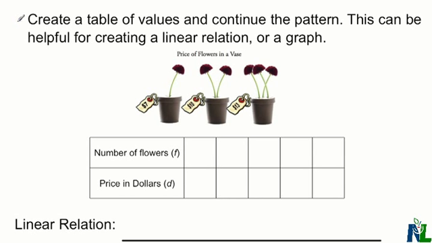First, we are asked to create a table of values and continue the pattern. This can be helpful for creating a linear relation or a graph. We can begin by filling in the number of flowers in our table of values.